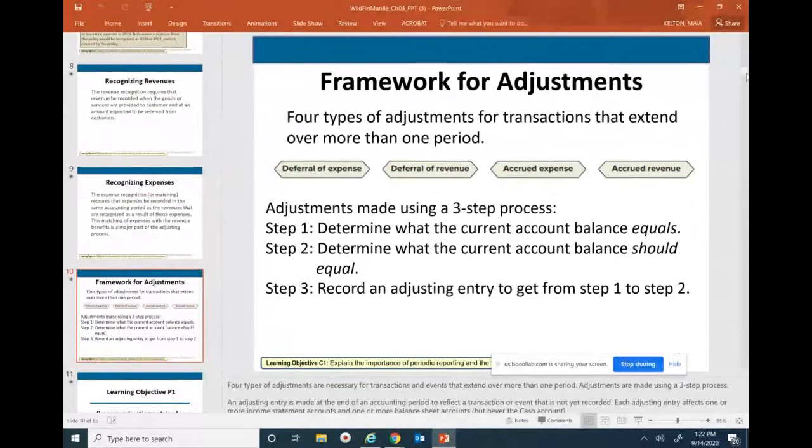Those 4 types of adjustments, at first, will follow the 3-step process. We'll determine what the current account balance equals. Then we'll compare that current account balance to what the account balance should equal. And we'll record the adjusting journal entry to make sure the current account balance is either increased or decreased to match what should be found in that account.